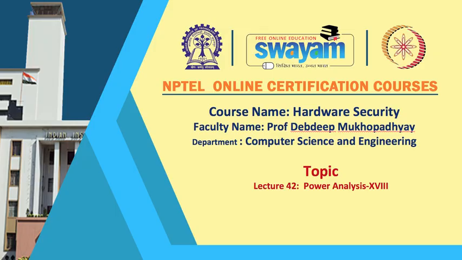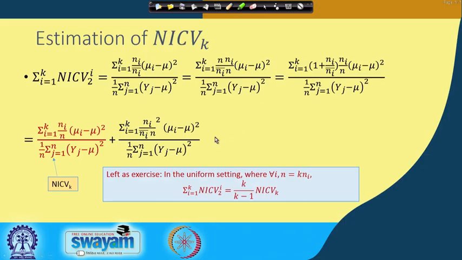So, welcome back. We shall be continuing our discussion on the homogeneous test strategy. We have been discussing the relationship of NICVK with TVLA, and this was where we stopped in the last class. We now have a relationship for how to calculate NICVK from TVLA: we have related TVLA with NICV2, and we have related NICV2 with NICVK.